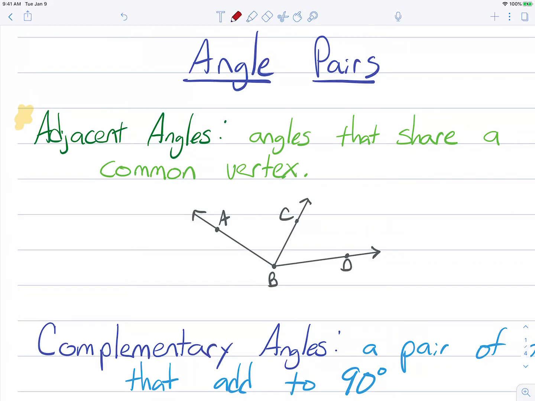So on this one right here, angle ABC is adjacent to angle CBD because they have the common vertex B.